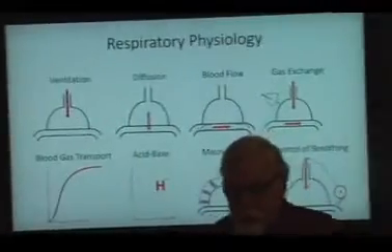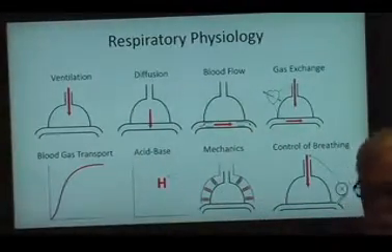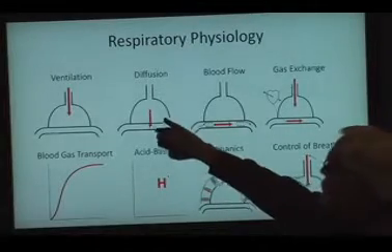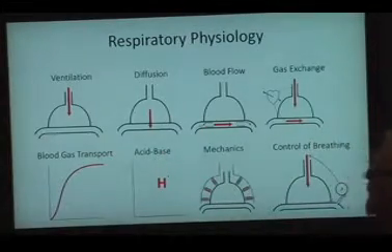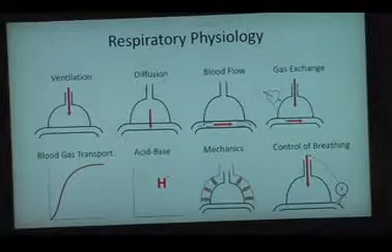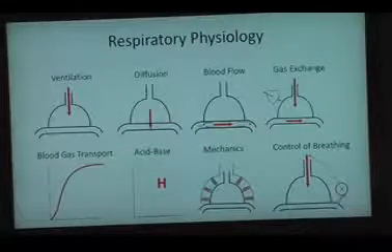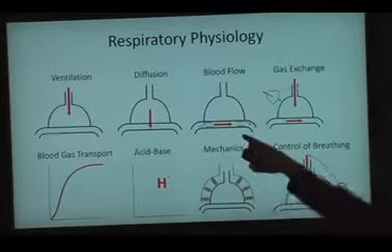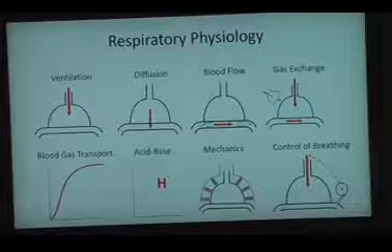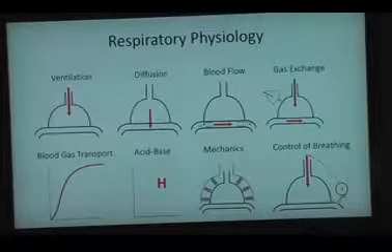So the first presentation, way back when, we talked about ventilation and dead space ventilation and so forth. And then in the second presentation, we talked about diffusion across the alveolar capillary membrane. In the presentation that we did last month, we talked about blood flow through the lungs and the physiology of blood flow through the lungs and pulmonary hypertension.